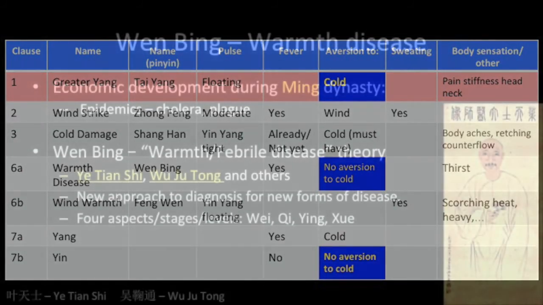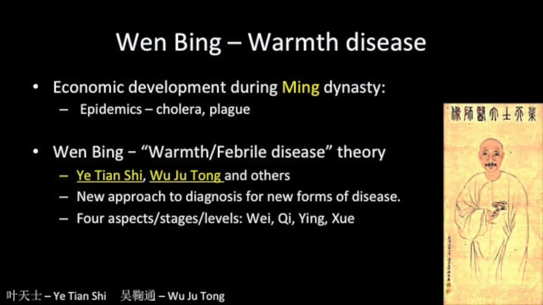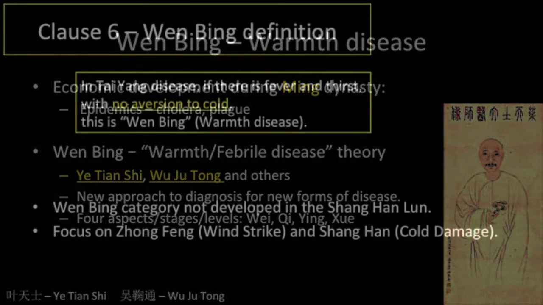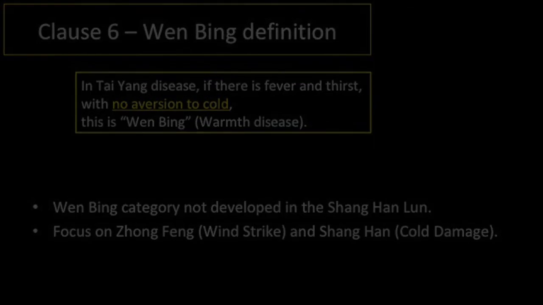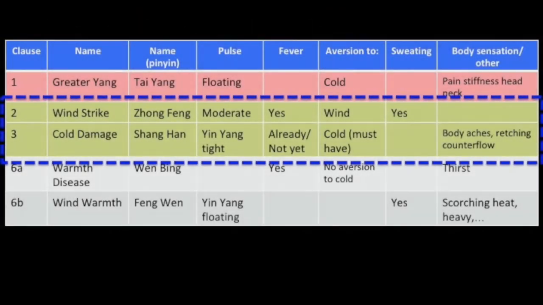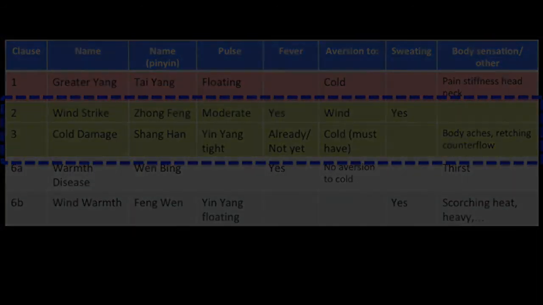Because of this and other issues, it was reflected on by many doctors, and many centuries later resulted in the Wen Bing or warmth disease school, which was regarded as an extension of Shang Han Lun theory. Conveniently, no further direct references are made to Wen Bing in the text, and so we can leave discussion of this clause to one side. The text which follows in the Tai Yang section focuses on wind strike or Zhong Feng and cold damage or Shang Han, and I will expand on that in a future video.